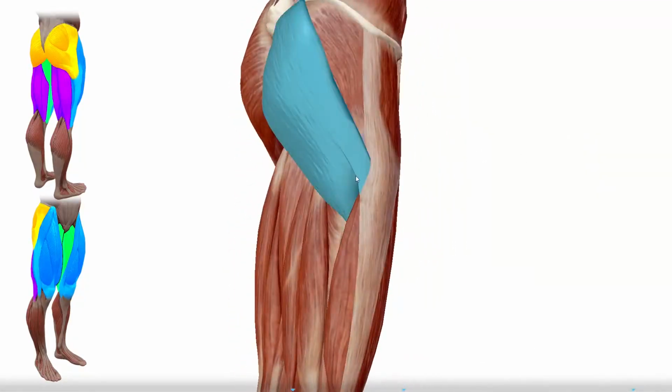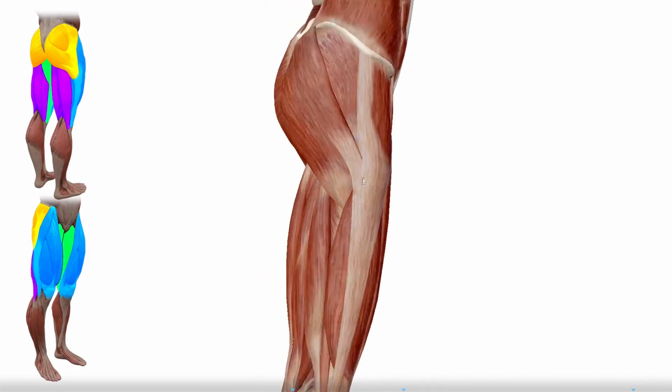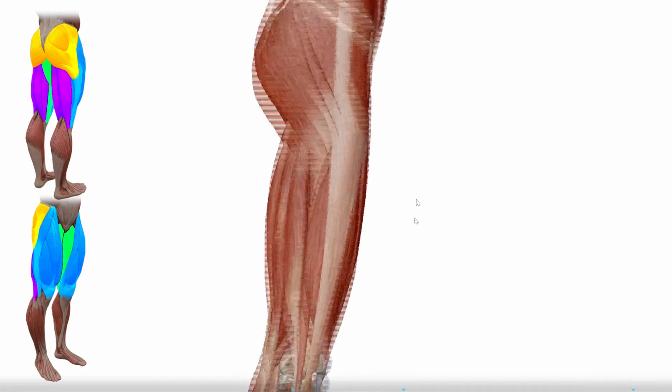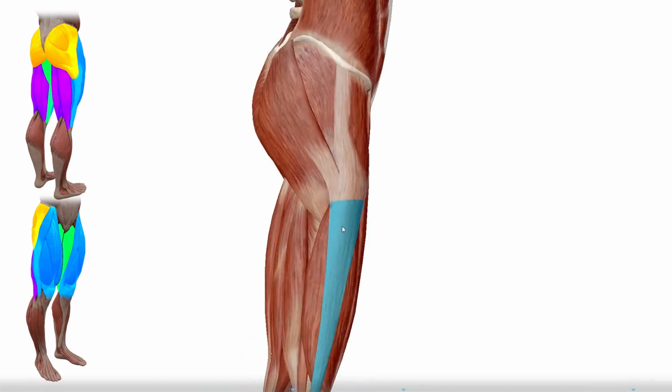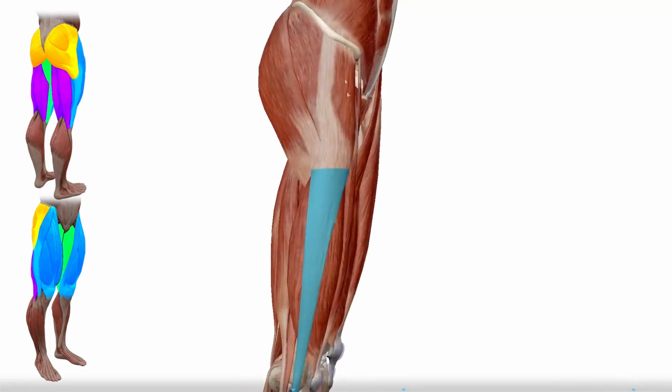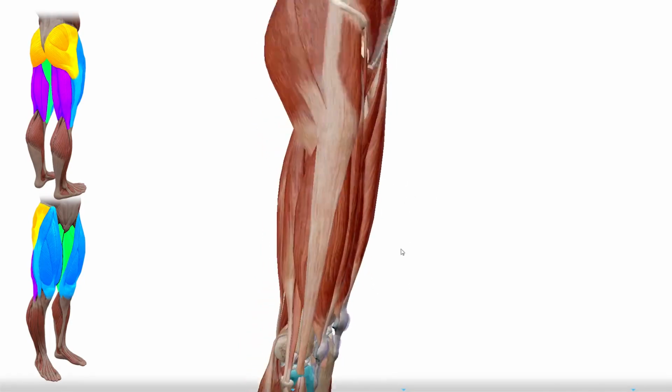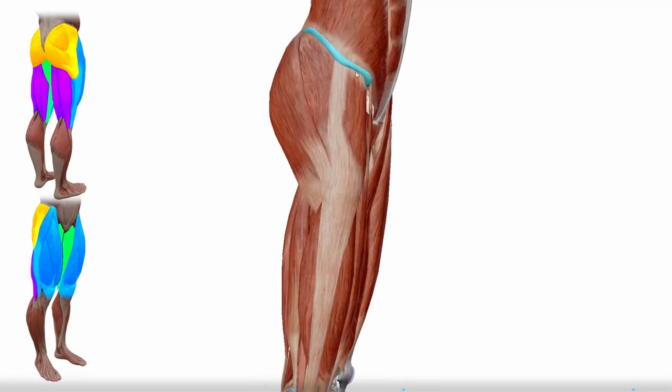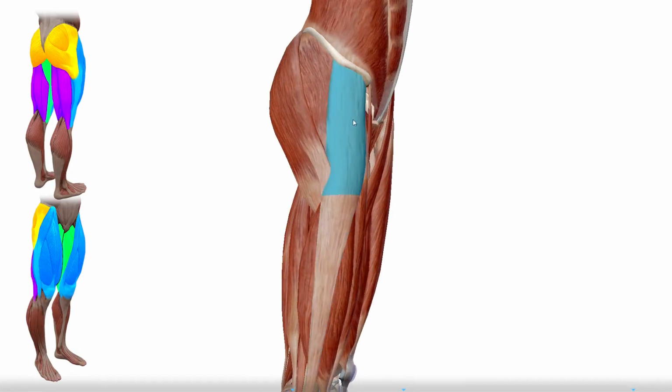There's also a top portion here where it splits off and merges onto this big white band that we see going from the side of the hip all the way down to the knee. This band is called the iliotibial band. The name comes from the fact that it attaches onto the tibia and, at the top here, onto the ilium, so iliotibial band. And this is a band that originates from this smaller muscle, called the tensor fascia lata, TFL for short.